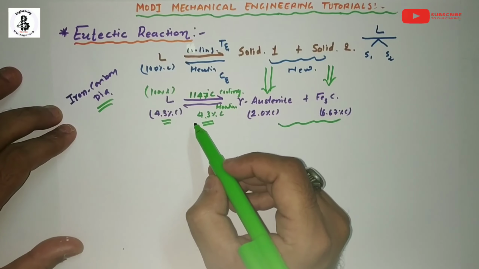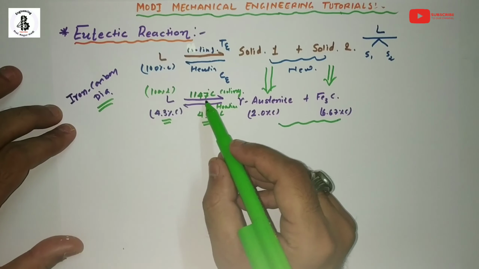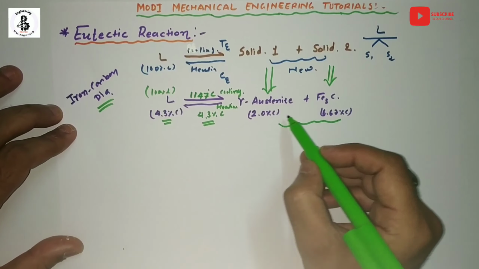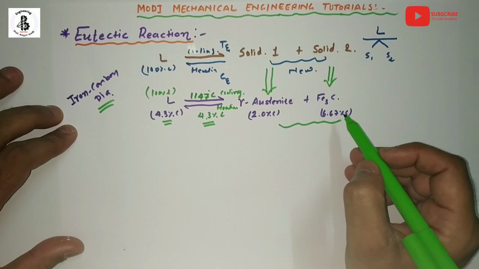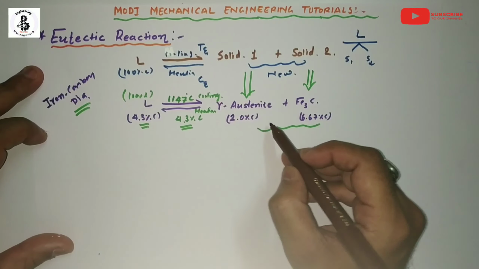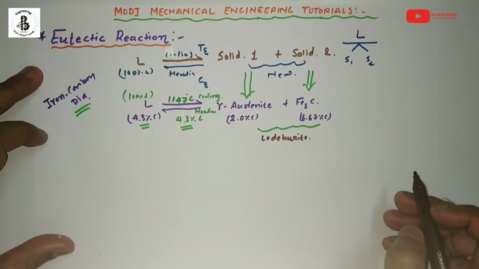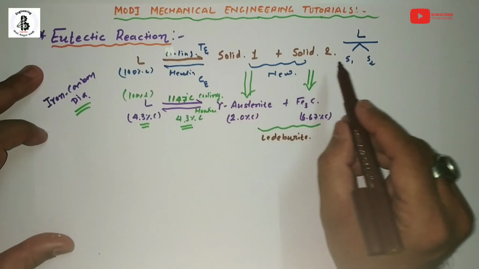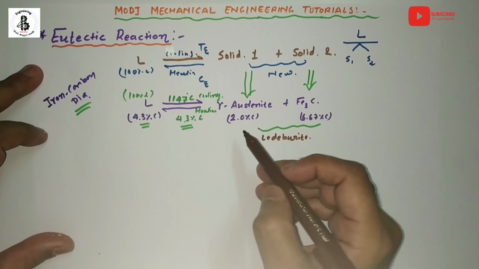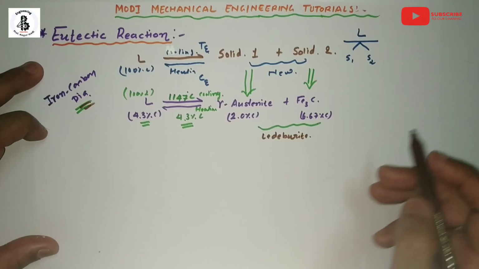Basically, the eutectic reaction is 100% liquid at 1147 degrees centigrade and 4.3% carbon. It forms gamma austenite plus cementite, or you can say Fe3C. At this point, the transformation product of gamma austenite plus Fe3C is known as ledeburite. So this is the general eutectic reaction, known as the eutectic reaction on the iron carbon diagram. Now we will discuss it with the iron carbon diagram.